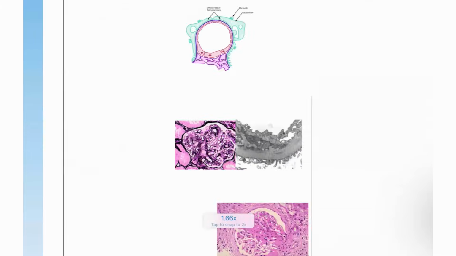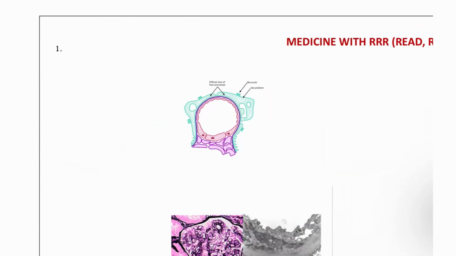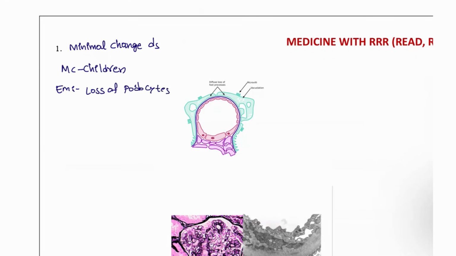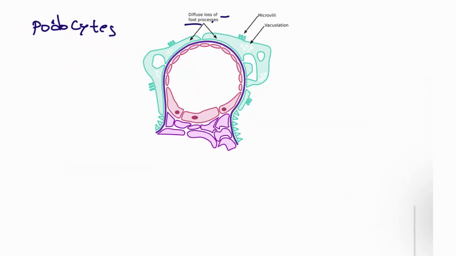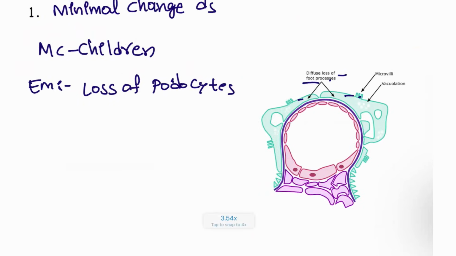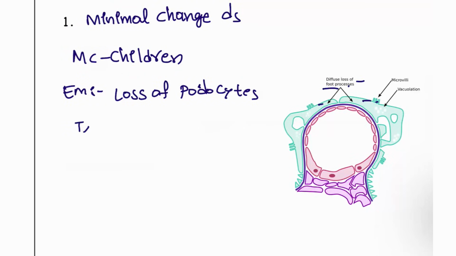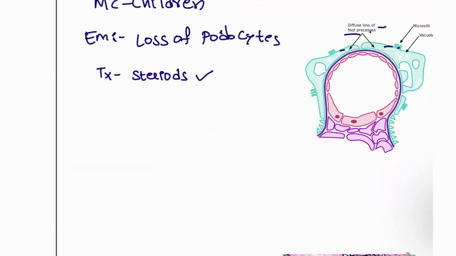Next, we'll see one by one only the most important points that we are going to cover today. First one, minimal change disease, most commonly seen in children with nephrotic conditions. Under electron microscopy, you are going to see diffuse loss of podocytes. Treatment will be steroids. It responds very well to steroids and is a reversible condition.